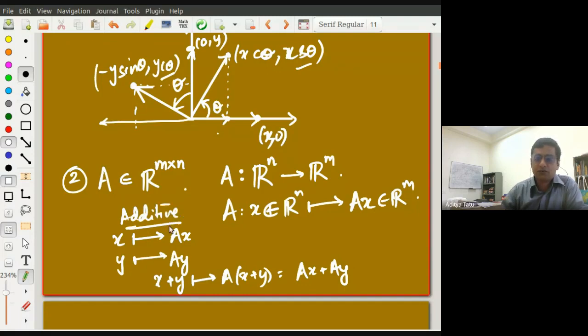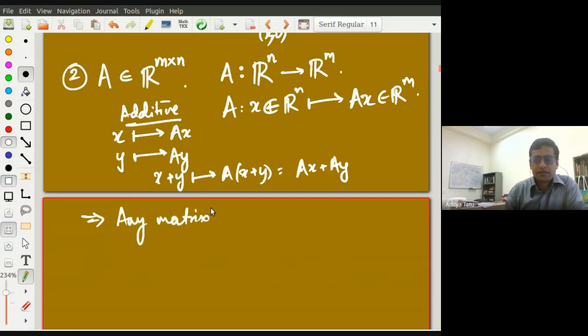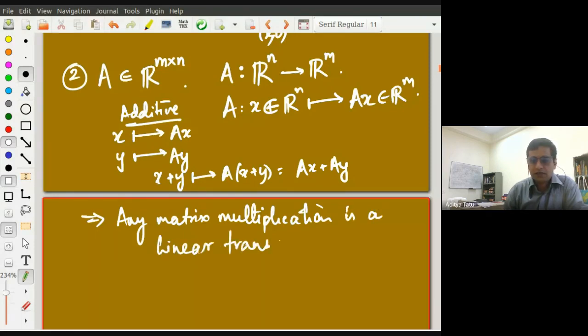Any particular doubts here? So basically what we have shown here is any matrix multiplication is a linear transformation. Okay?